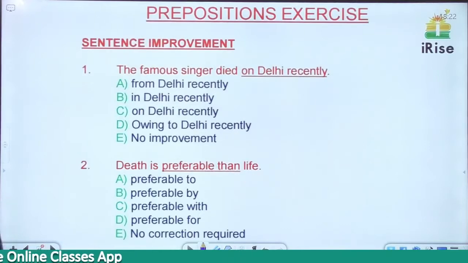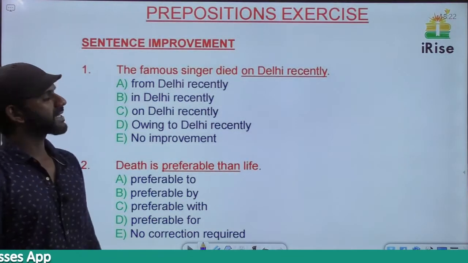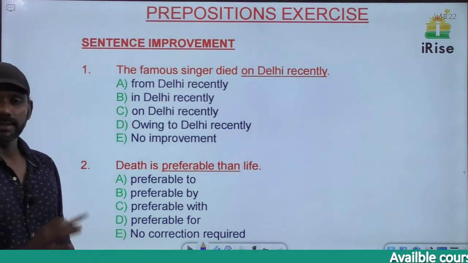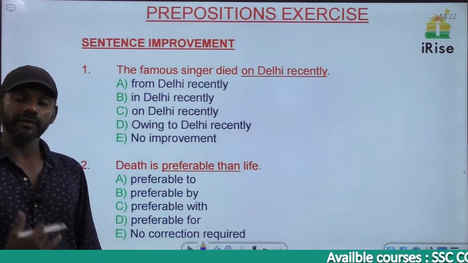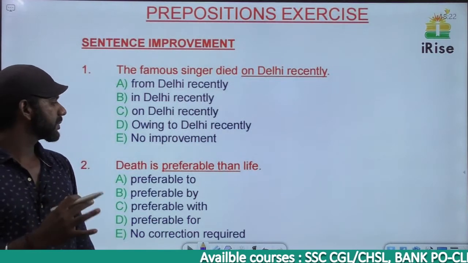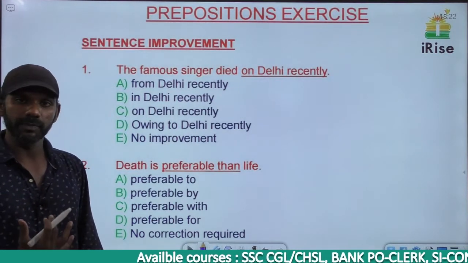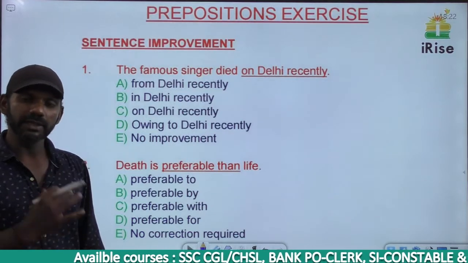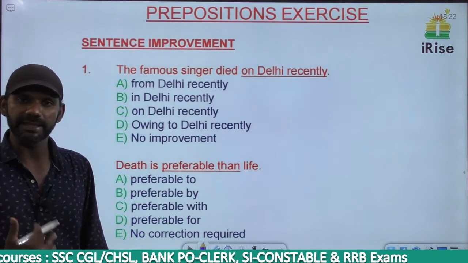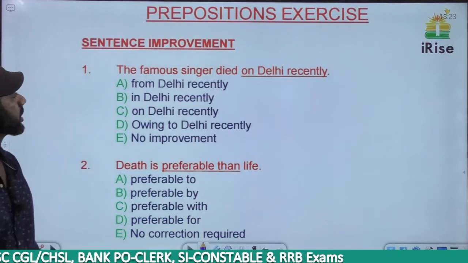Come to this one. We'll go for some questions on sentence improvement. A sentence is given, we should find out whether there's an error in the sentence or not. If there's no error in the sentence, the answer must be the option that says no improvement. If there is an error, we have to go for an option that improves the sentence and makes it grammatically correct. Come to the first one.